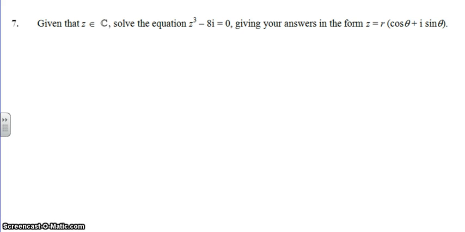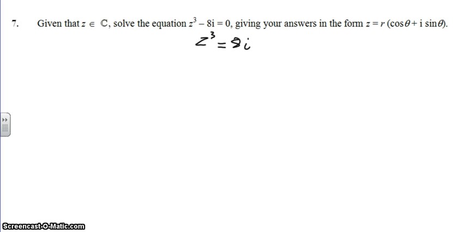Question 7. Given that z is a complex number, solve the equation z cubed minus 8i equals 0, giving your answers in the form z equals r cos theta plus i sine theta. First thing you would do is rearrange that to say that z cubed equals 8i.